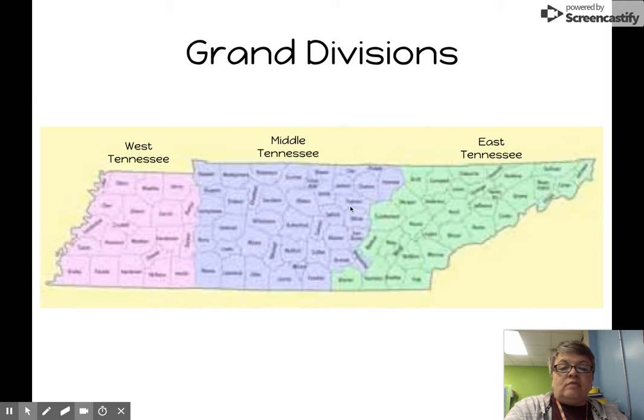You can see right here's Putnam County. Cookeville is in Putnam County. So we are in Middle Tennessee. That's which division we're in. We're in Middle Tennessee. So 3 grand divisions of Tennessee: East Tennessee, Middle Tennessee, West Tennessee. And Cookeville, we're right here in Putnam County. Cookeville is in Middle Tennessee.